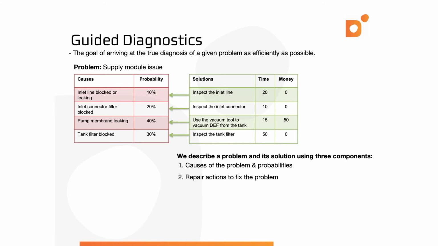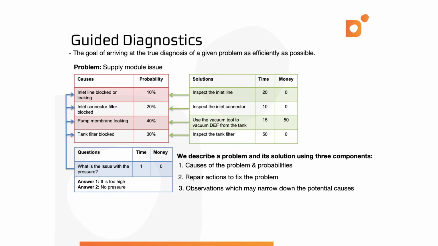But we also see two columns, one being time, another being money. Because as we talked about, we need to take into account all of these parameters, otherwise we cannot talk about efficiency. Lastly, questions. We need information. We need something that can help guide us in the right direction. But gathering that information also takes time.